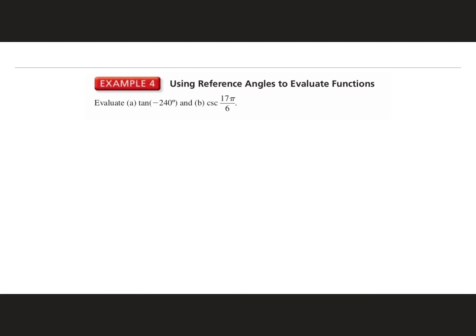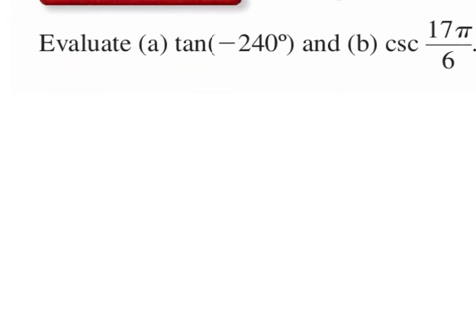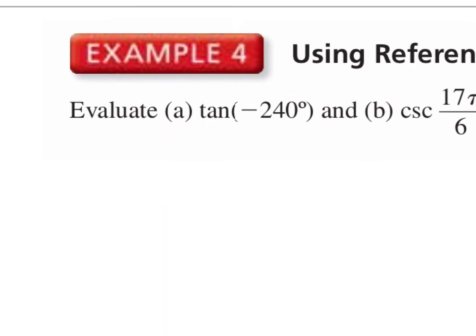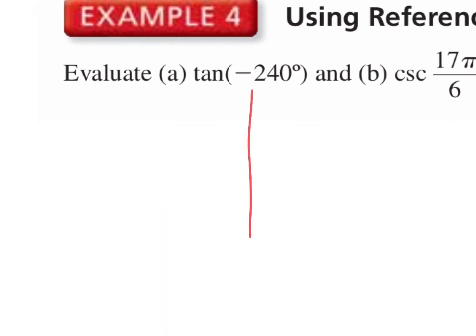So we need to evaluate tangent of negative 240 degrees. First thing we need to do is find our reference angle. Let's figure out where this lies in our coordinate plane. Negative 240, we go from our initial side and down. I think it's upper left, but we'll find the positive coterminal angle and double check.